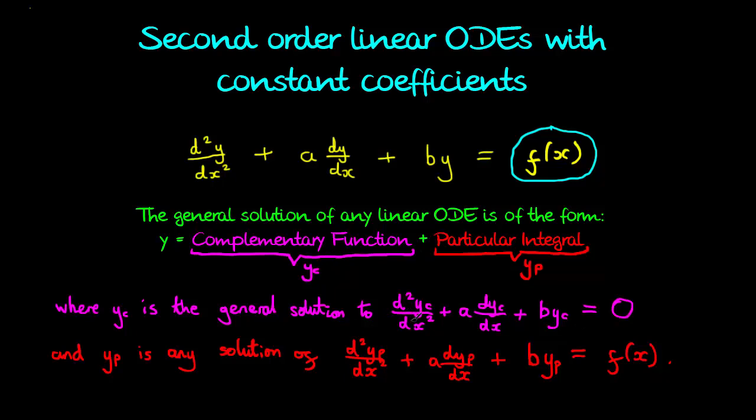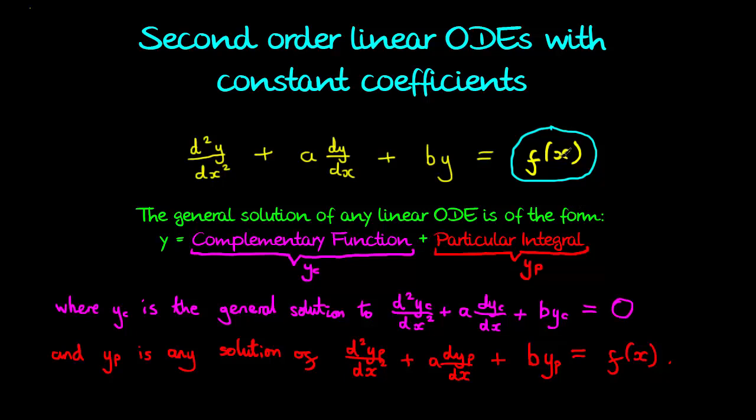The complementary function yc is just the general solution to this differential equation here, which is exactly the same as the yellow equation at the top, except we've replaced f of x with 0. So this is the so-called homogeneous equation, because we've got a 0 right hand side. So yc is the general solution to the homogeneous problem, and yp is any solution of the original problem, that's with the forcing term.